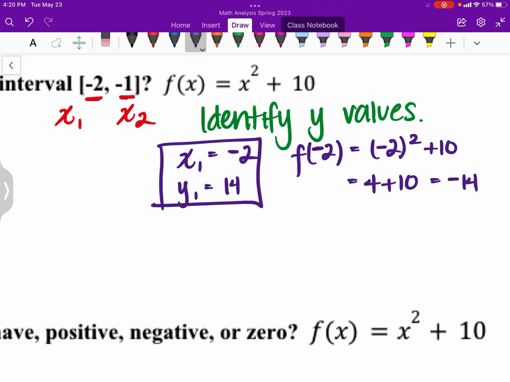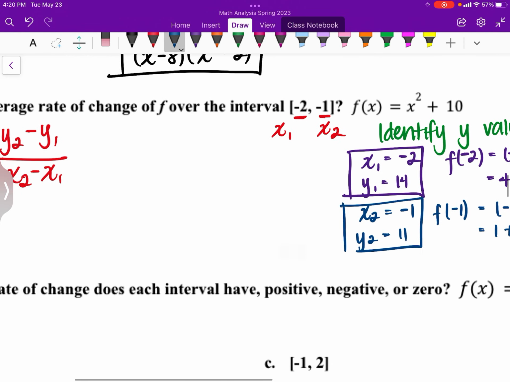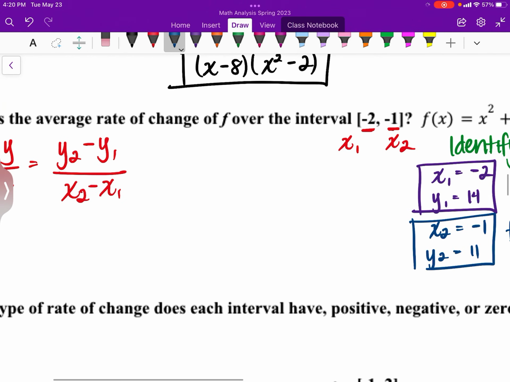All right, let's go ahead and focus on the next one in this case. x2 in this case is -1. So then that's going to be f of -1 equals -1 squared plus 10. So then -1 squared is 1. 1 plus 10 is 11. So then y2 in this case is 11. So we have our 2 points in this case, so let's go ahead and actually use them on this side.